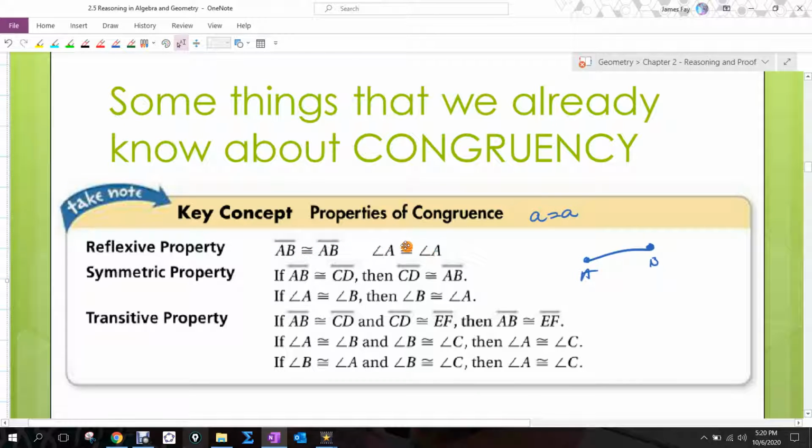Same thing with angles. The symmetric property exists if I have segment AB is congruent to segment CD. If I need to or have a reason to, I can flip-flop it and say segment CD is congruent to segment AB. So congruency is much like equality in regards to this being a two-way street. You can read it left to right or right to left, and it is still true.